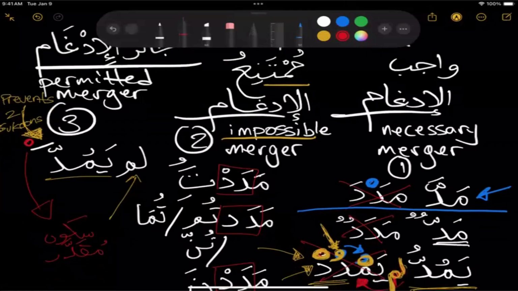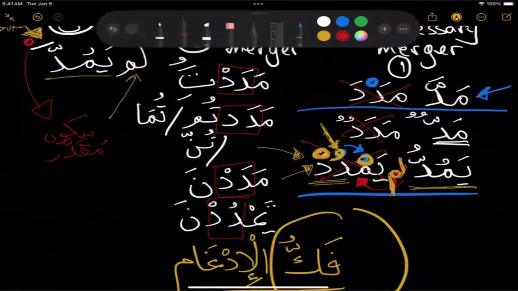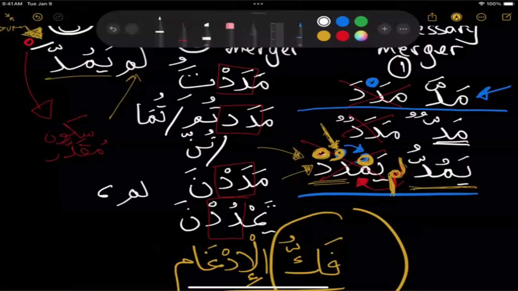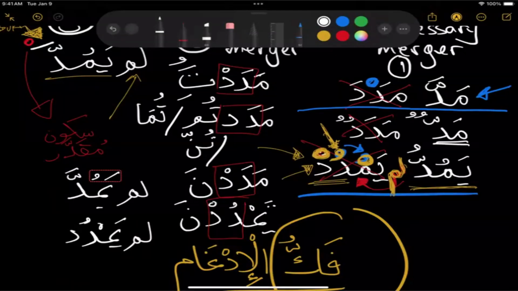Then this leaves us with two options: either to say lam yamudda or lam yamdud. You can say it this way or that way. So the idgham is jaiz here, permissible, not wajib, and nor is it mumtani'. It's neither necessary nor impossible. Is there any question here?